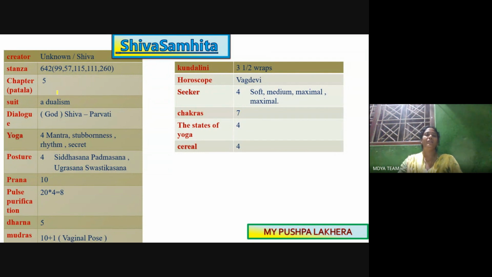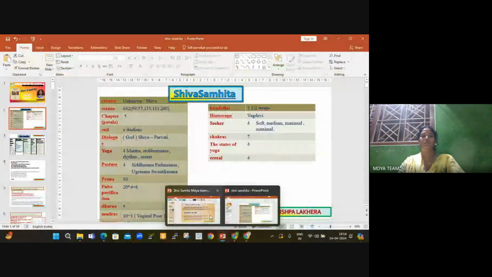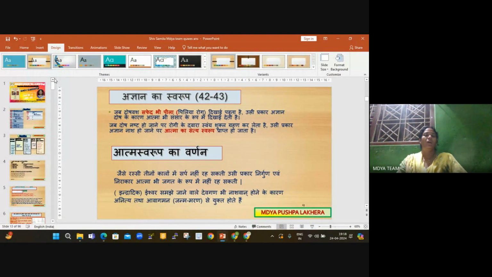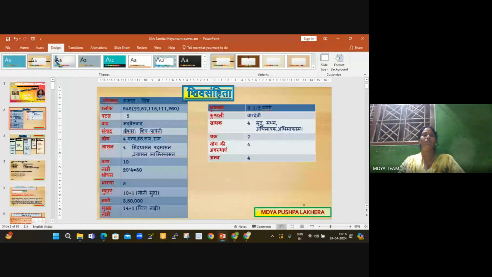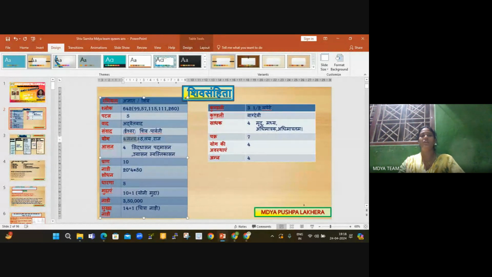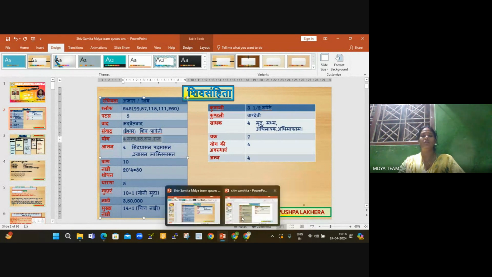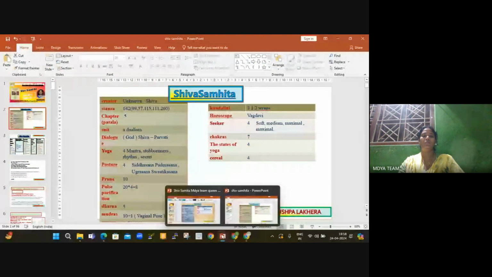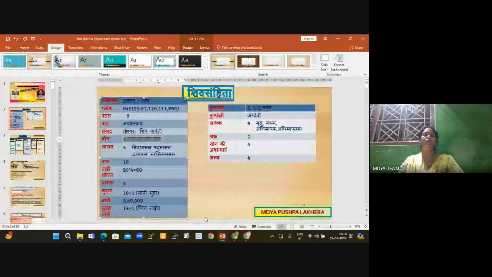And it follows the 4 yogas. Here yoga is considered as 4 yogas: mantra, hatha, laya and raja. But the English conversation is a different way, so you may be confused. So I'm showing you the actual names here.